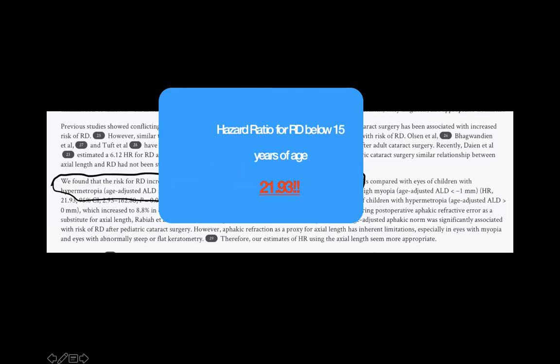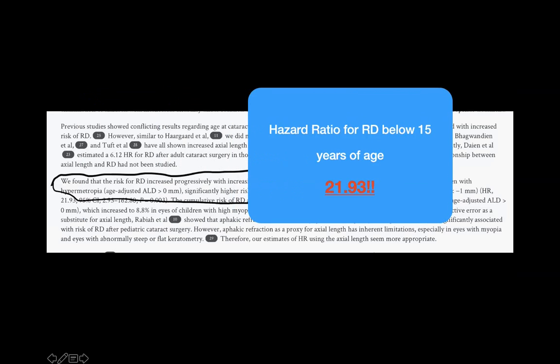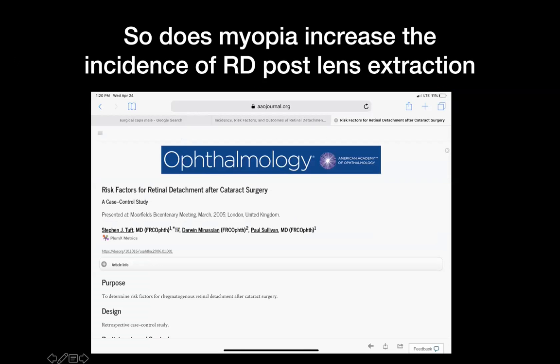Okay, so the hazard ratio for these patients below 15 years of age was 29.9%. That means actually that 1 in every 5 patients would suffer from a retinal detachment. So does myopia increase the incidence of retinal detachment post-lens extraction? Of course, classic teaching, we all know that yes, myopia does increase the incidence of retinal detachment post-cataract surgery or post-removal of the lens. But has this been proven with evidence-based medicine? And the answer is yes.